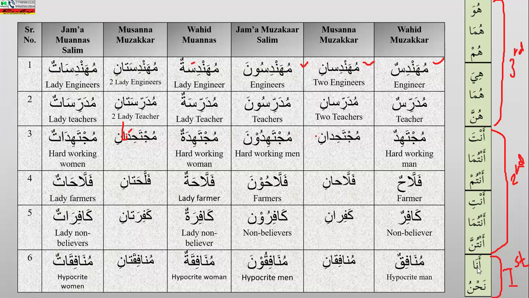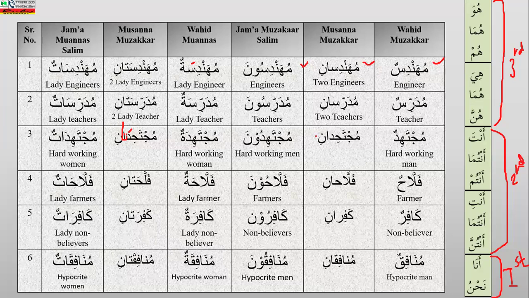Ana and nahnu. Ana mujtahidun. Ana mujtahidani. No, for the dual we use nahnu. Nahnu mujtahidani. Nahnu mujtahiduna.